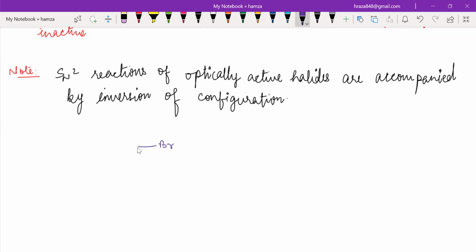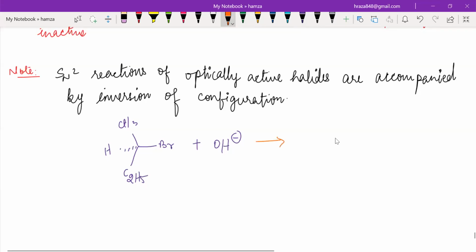That means it should be chiral. This is CH3. Sorry, H. This is CH3, and this is C2H5. So if you are going to react this with OH minus, there will not be front attack. There will be back attack. So if there is back attack, OH will be on the left hand side. This is hydrogen, and now, oh wait a minute, this is like this. C2H5, and again this is CH3.